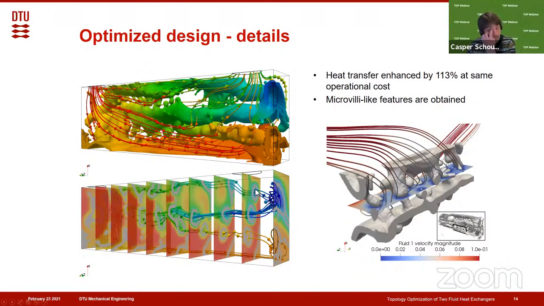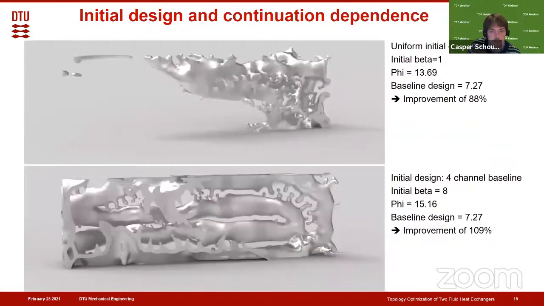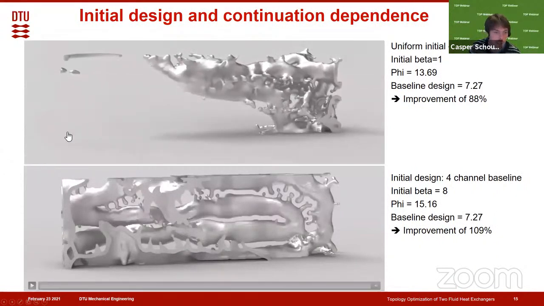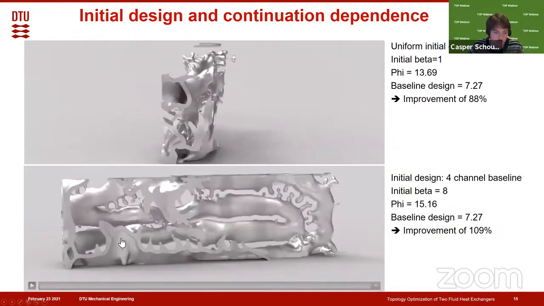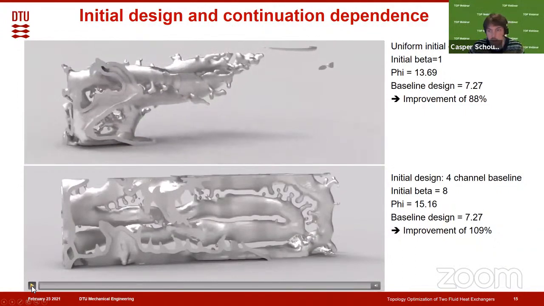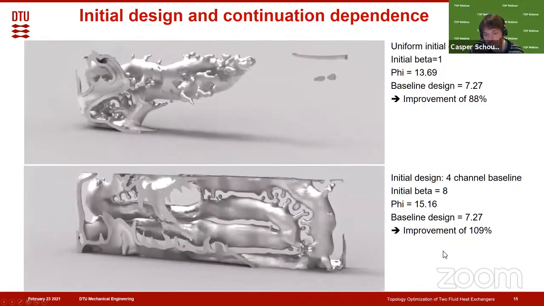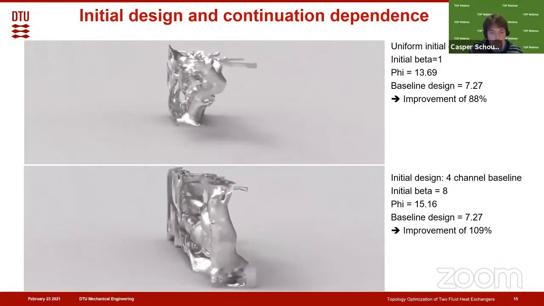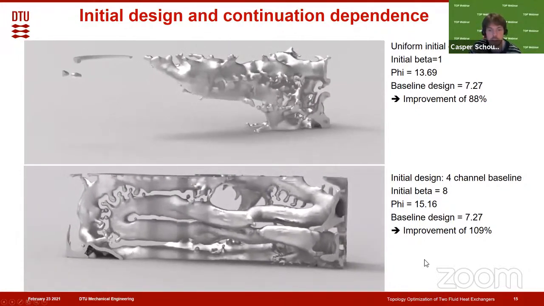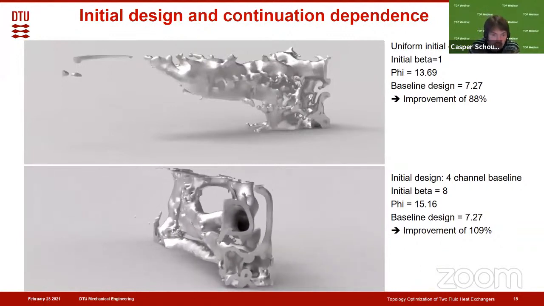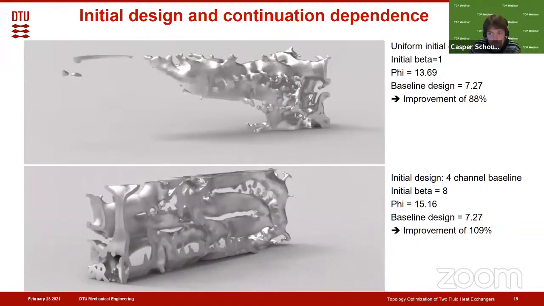If we look at the design details, we see that there's an intricate flow on each of these small microvilli. We also see that it's important, of course, to choose a proper initial state of the design. If we choose just a uniform design, then it is difficult to get the design to fill out the entire available volume. However, it's still an improvement in comparison to the baseline design. And if we initialize using a too strict starting point, it's also poorly performing because the design freedom is limited. So it's a good thing to try to find a suitable flexible space in the design room.